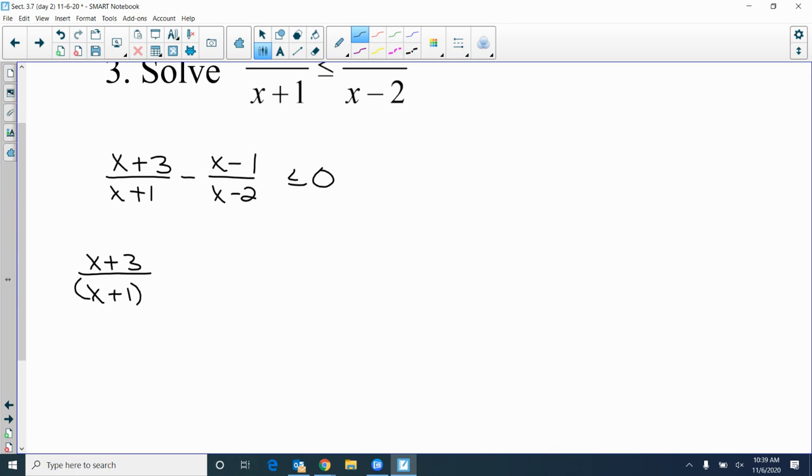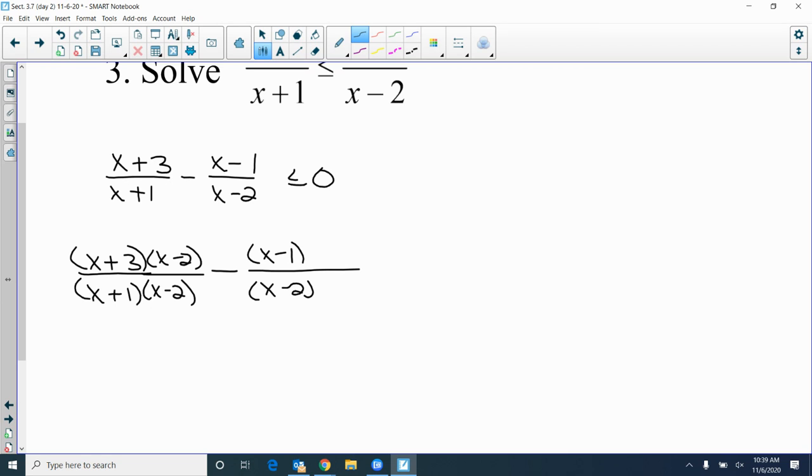All right, what's going to be my common denominator down there? What do I need to add to that? And x minus 2. So I add an x minus 2 to this one. So what do I have to multiply that top by? Just by x minus 2. Okay, so minus. So I got an x minus 2 here and an x minus 1.